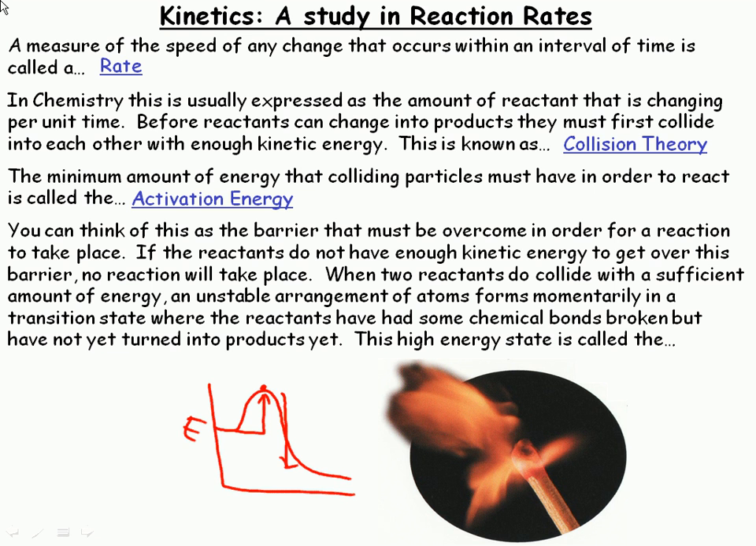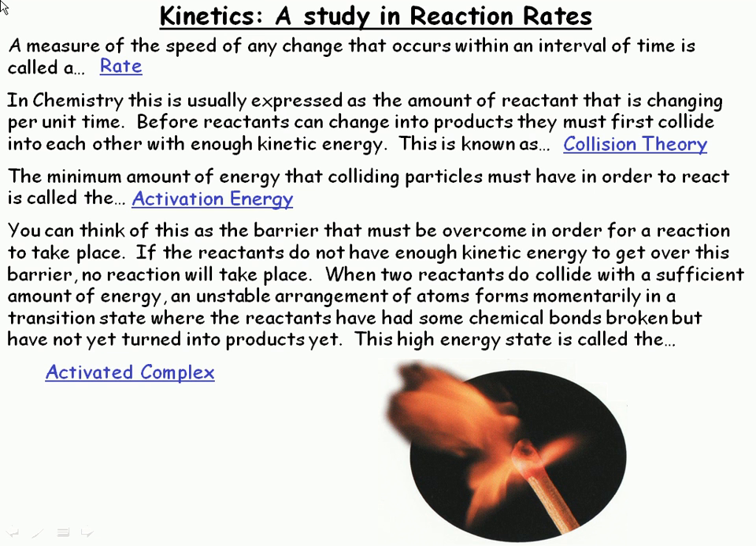And then an endothermic reaction would look like this, where we start with a big activation energy hill, and then we end up with some products here. So we have bonds being broken and new bonds being formed. But the important thing here is that all of this has to do with collision theory. These particles need to collide into each other in order for those new substances to be formed. And that high energy state that has to be formed is called the activated complex. This should be a review from our thermodynamics unit.